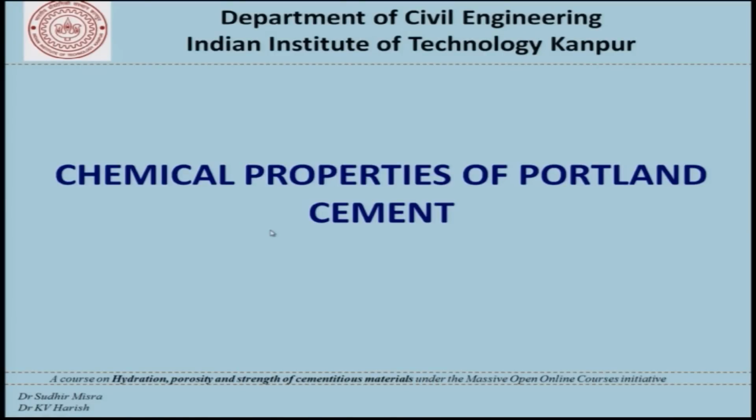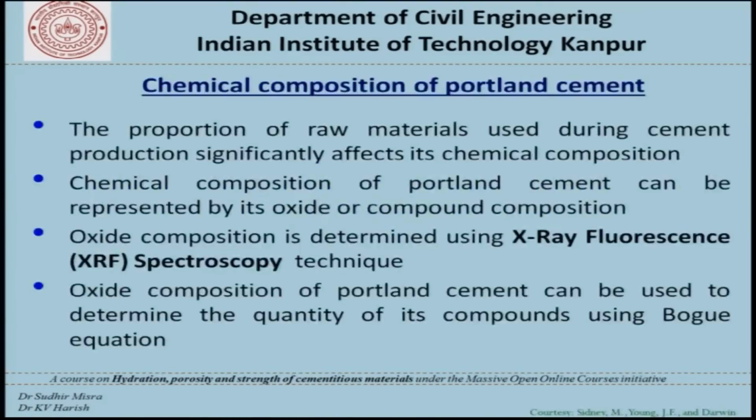Chemical properties of Portland cement. The proportion of raw materials, primarily limestone, clay and others, that are used during cement production significantly affects its chemical composition. However, these proportions are well controlled at the plant level itself.